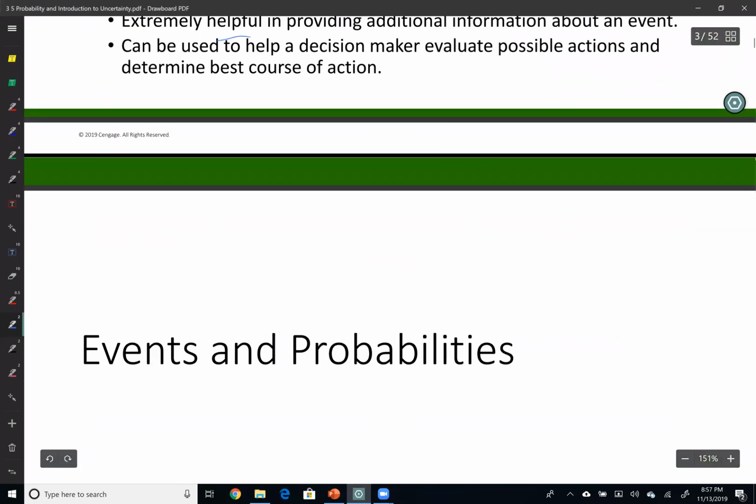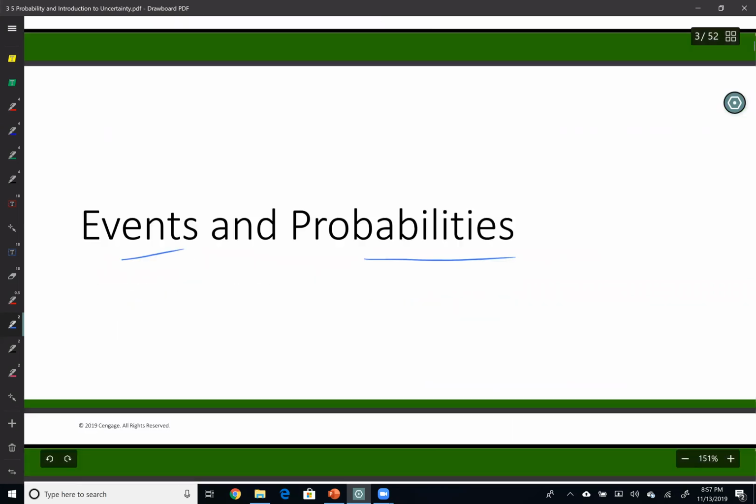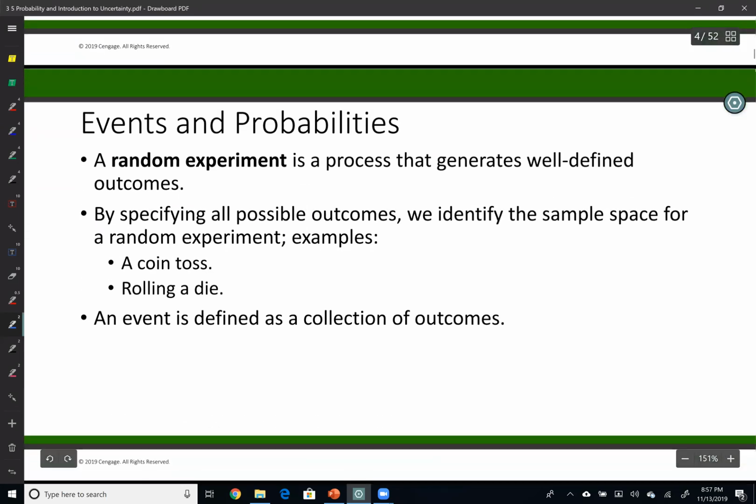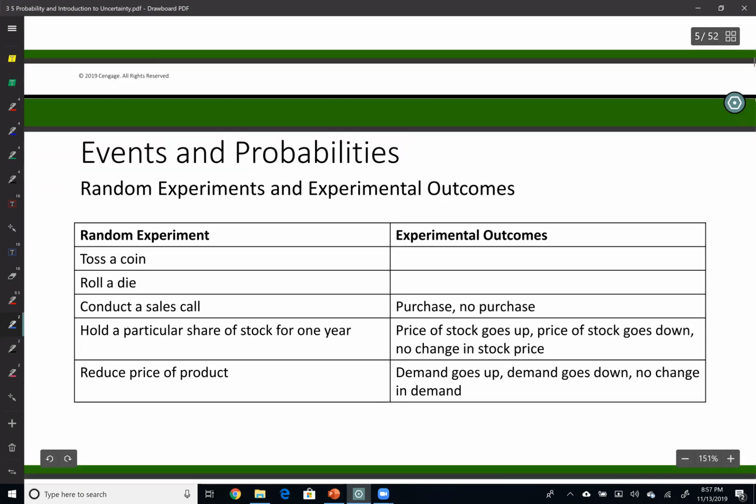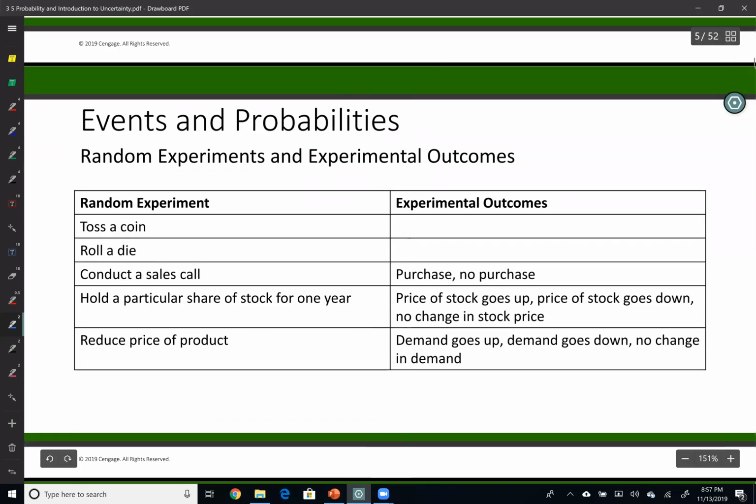So let's talk about events and probabilities. A random experiment is a process that generates well-defined outcomes. For example, coin toss and rolling a die, these are random events that no one can consistently know the outcome of. So let's talk about a couple of random experiments here.